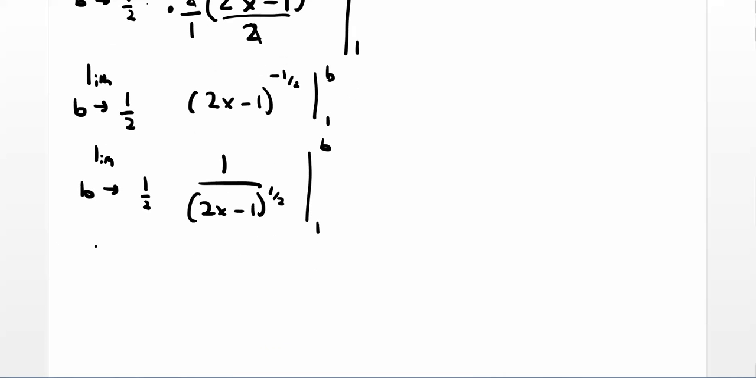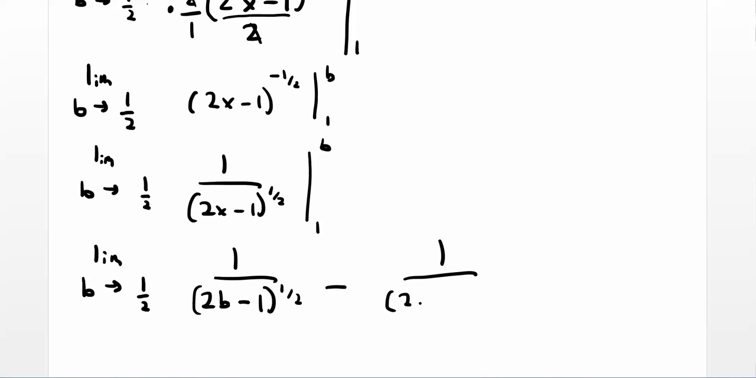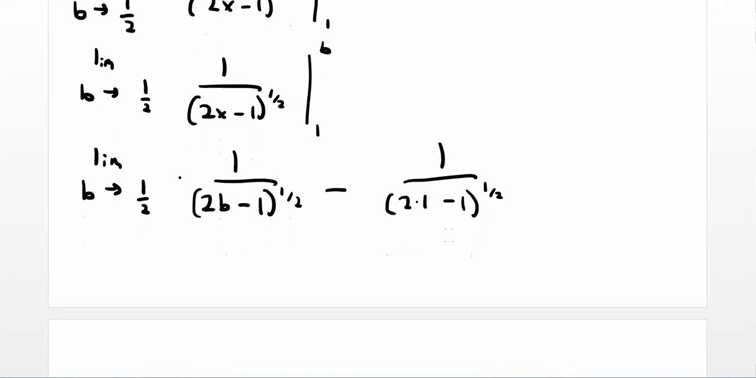So now we just plug in the bounds like usual. The limit really doesn't come into play until the very last step. Everything else is the same. So 1 over 2b minus 1 to the 1/2, minus 1 over 2 times 1 minus 1 to the 1/2. Obviously this right side is 2 minus 1, so that's 1 over 1 to the 1/2, which is of course just 1.